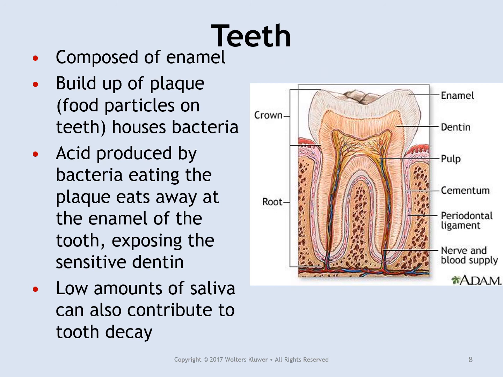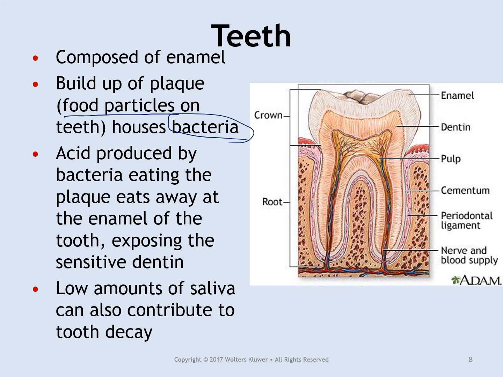Looking at things in a little more detail in your mouth, your teeth are made of enamel. This is the hardest substance that you have in your body. When you get buildup of food particles on your teeth, that's called plaque, and that houses bacteria. That's how bacteria build up and grow and live on your teeth.